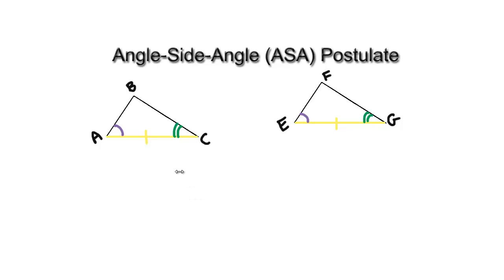So if that's the case, then we can confirm that triangle ABC is congruent to triangle EFG. And that's because of the angle-side-angle postulate.